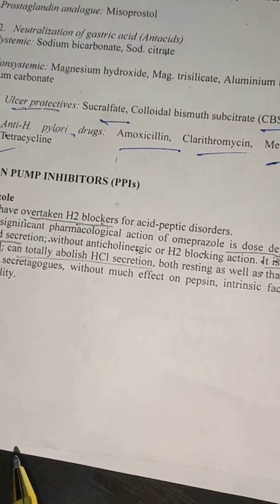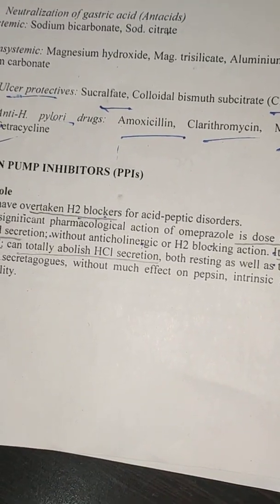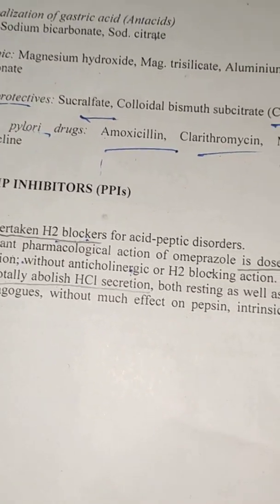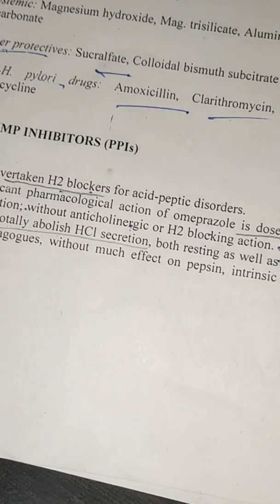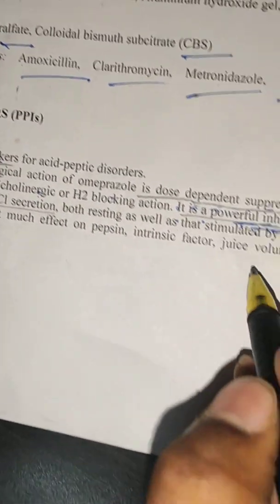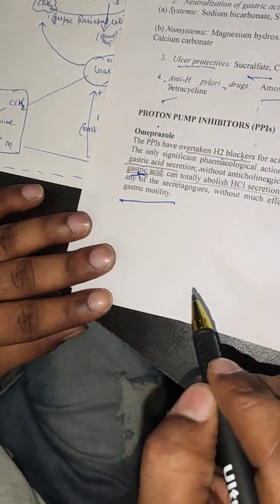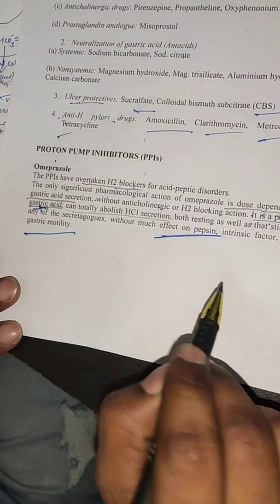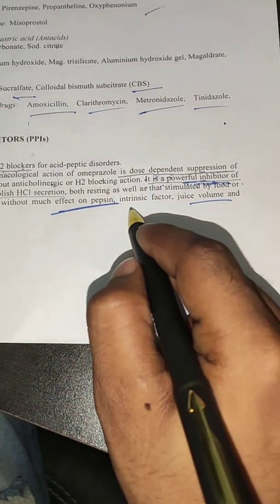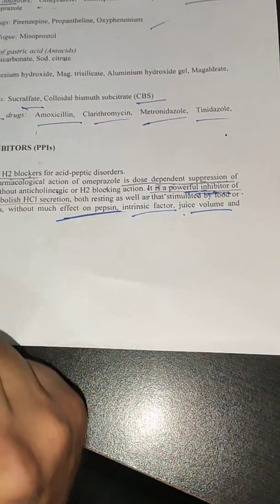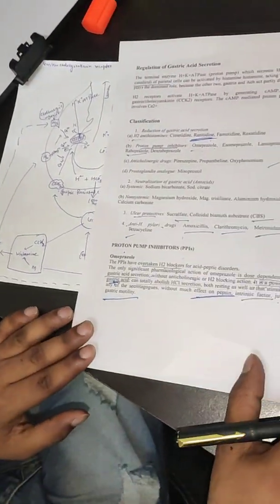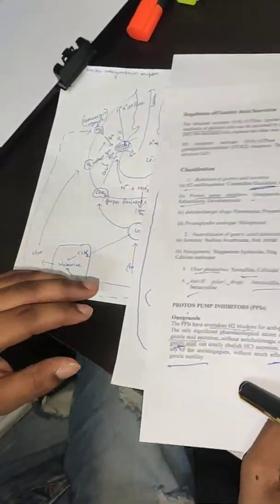PPIs can totally abolish HCl secretion, both resting as well as that stimulated by any stimulus, without much effect on pepsin, intrinsic factor, juice volume and gastric motility. So PPIs don't have much effect on pepsin, intrinsic factor, juice volume and motility, because they work only on the proton pump, so there are very few other side effects.